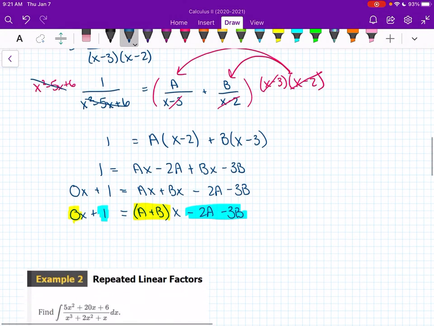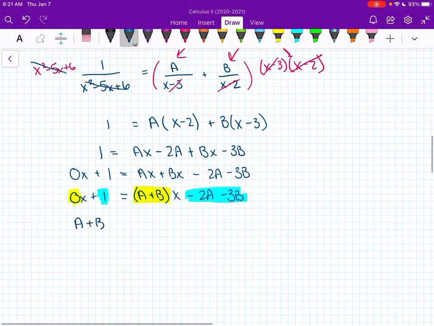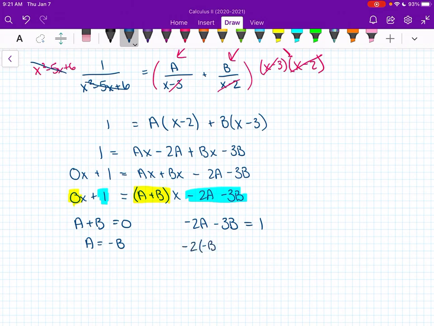So now I have a system of equations where I have a plus b equals 0, which means a equals negative b, and I also have negative 2a minus 3b equals 1. So then I can go ahead and substitute in that negative b. So now I get negative 2 times negative b minus 3b equals 1. So I get 2b minus 3b equals 1. So negative b equals 1. So b equals negative 1, which means a would equal a positive 1.